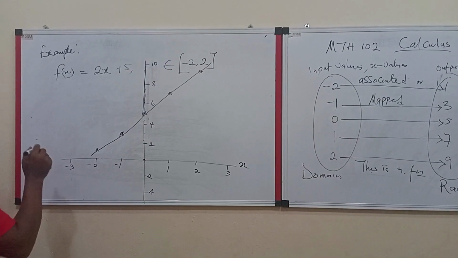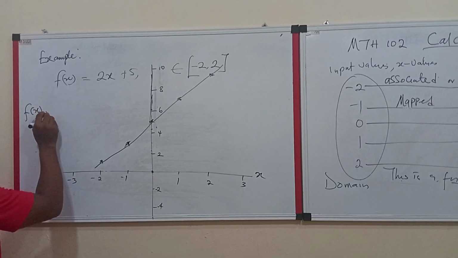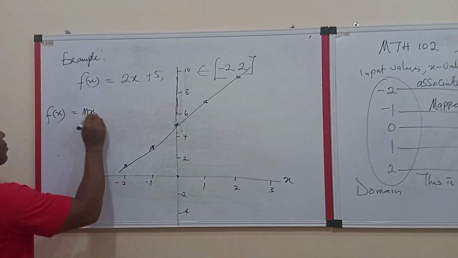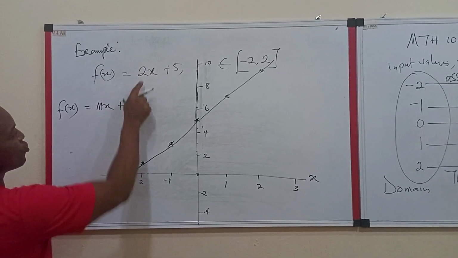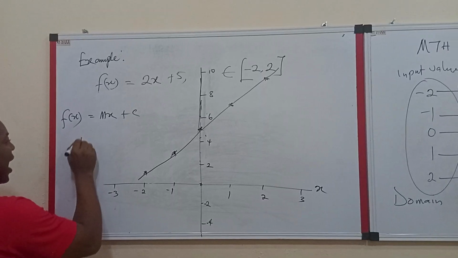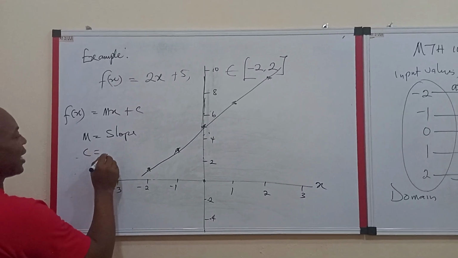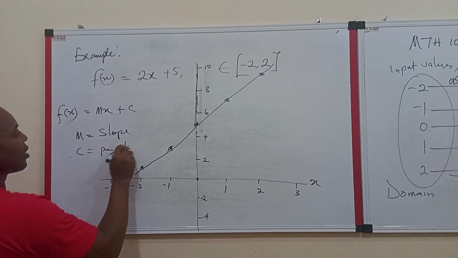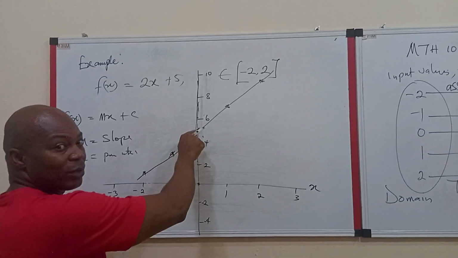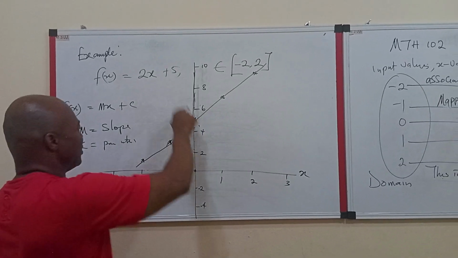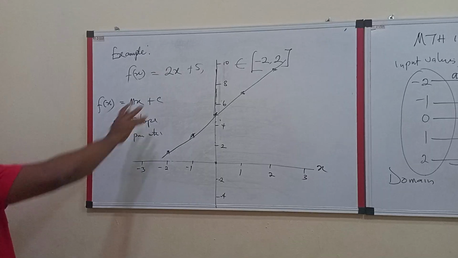And generally sometimes we can write it like this: f of x is equal to mx plus c. Now we have this m here, which is like your 2. This your c is like your 5. Now the m here is the slope, and the c here is the point of intersection on the y-axis. Where you cut the y-axis, this f of x axis, that is the c. And where you cut it is 5.